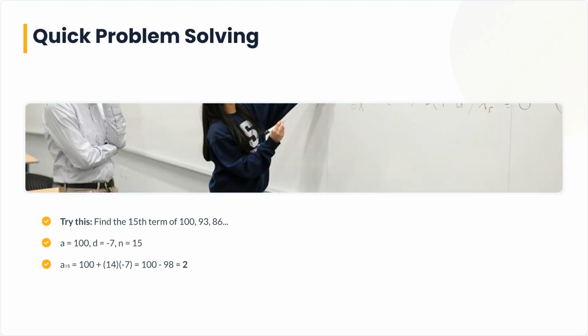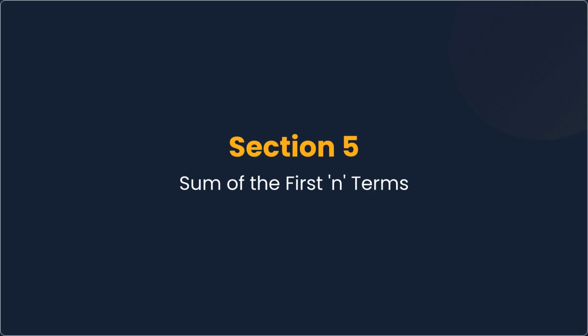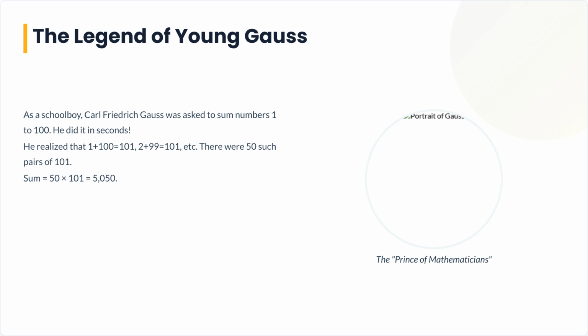Here is a quick challenge. Find the 15th term of the sequence 100, 93, 86. Using our formula, we find the answer is 2. Finally, we reach Section 5, understanding the sum of the first n terms. The young mathematician Carl Friedrich Gauss famously discovered how to quickly sum integers by pairing terms from opposite ends of a sequence, revolutionizing how we calculate series.